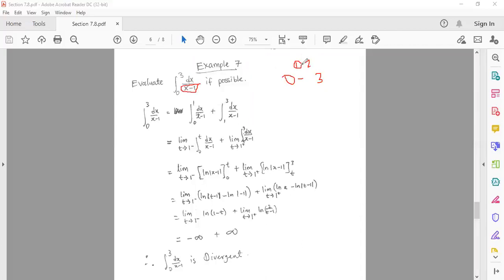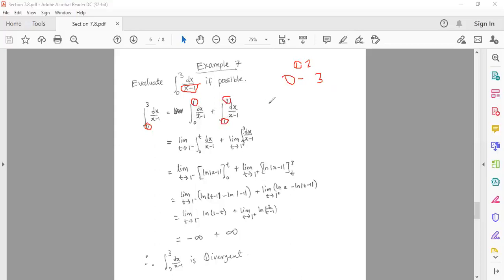And how do we solve this? We split the interval into 2. So it's going to be from 0 to that number that causes a problem, which is 1, plus the integral from that number that causes the problem all the way to the upper bound, which is 3. See, now you have 2 integrals.